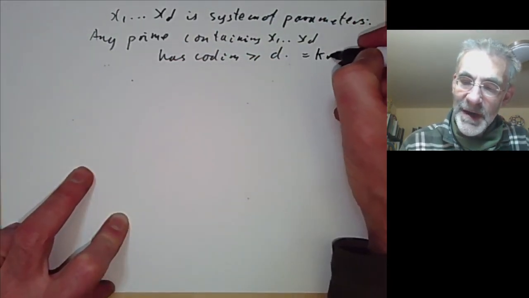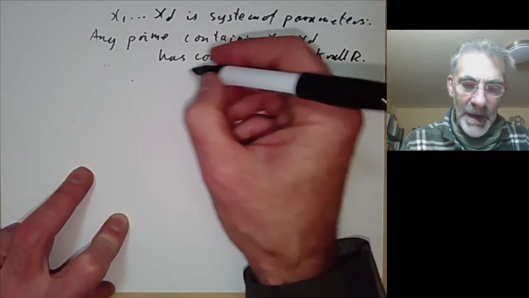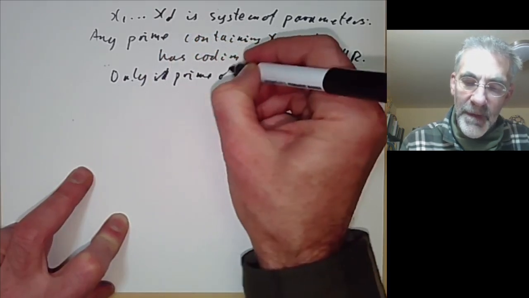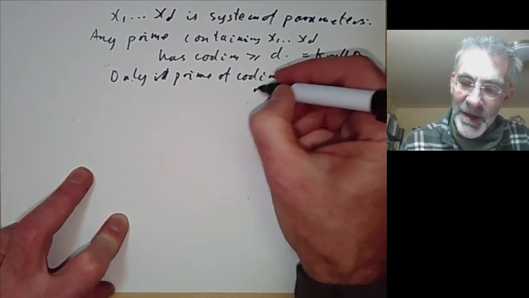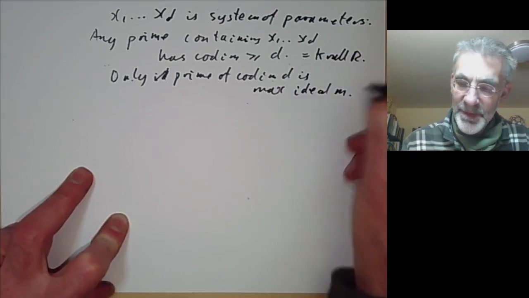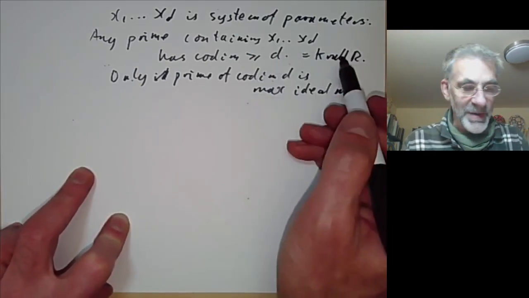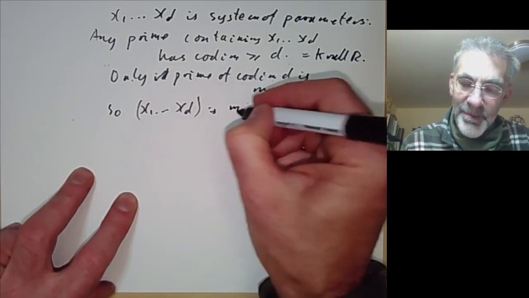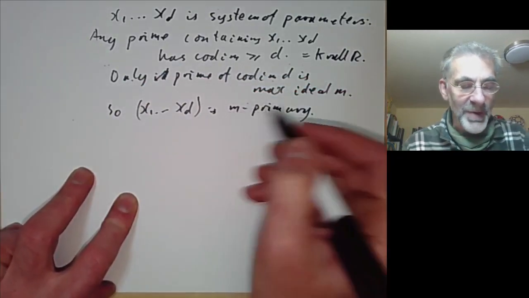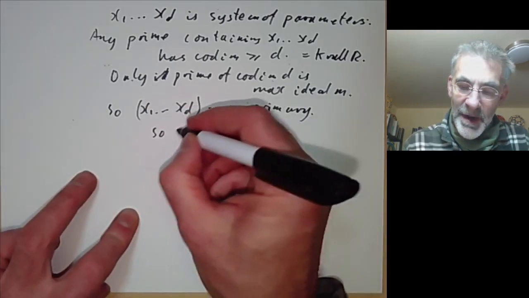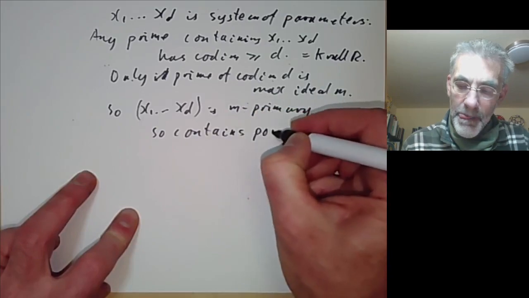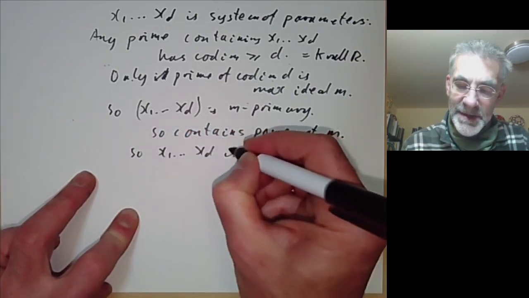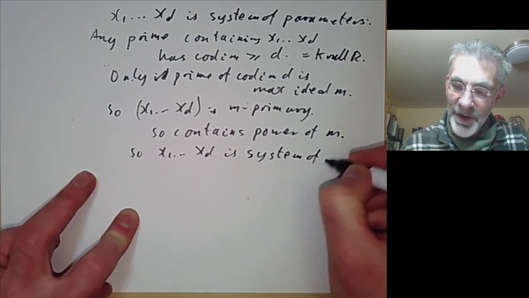Well, d is equal to the Krull dimension of the ring R, so the only prime of codimension d is the maximal ideal M, because d is the Krull dimension. So x1 up to xd is M-primary, if you remember what M-primary means from earlier in this course. So it contains a power of the maximal ideal M. So x1 up to xd is a system of parameters.